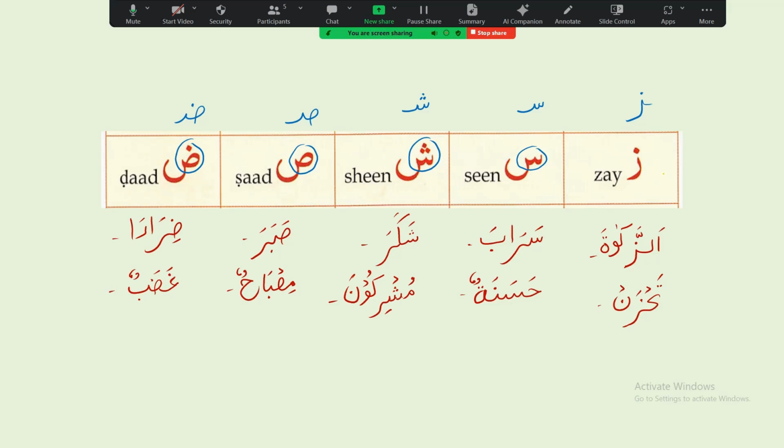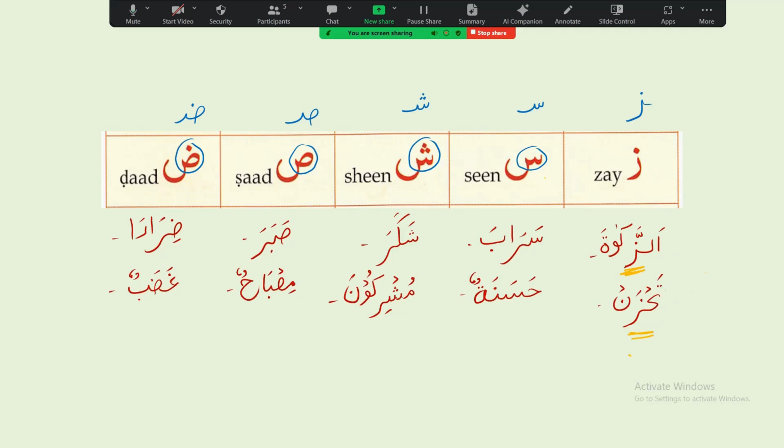Let's see the example of this word, zakata. Zakata, right? Here Za comes at this point, but it has its shape intact, sisters. Okay, so now let's see another example of when this letter comes in the middle. Tahzan. So here again, the Za letter has its shape intact like this, right?